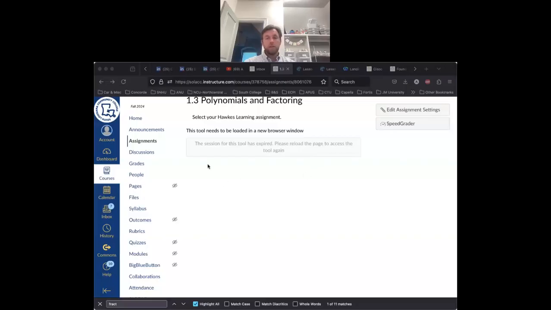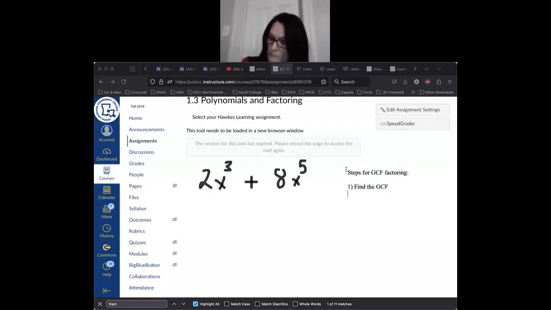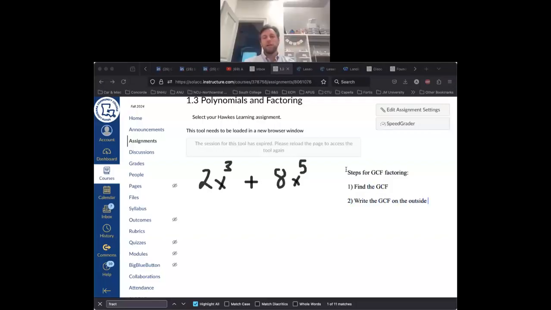So anywho, let's factor something like this: 2x to the third plus 8x to the 5th. I'm going to come over here and write the steps for GCF factoring. 1. Find the GCF. Just that easy. 2. Write the GCF on the outside of a set of empty parentheses. 3. Divide each term by the GCF. And then 4. Write the quotients, the result of division, into the empty set of parentheses.